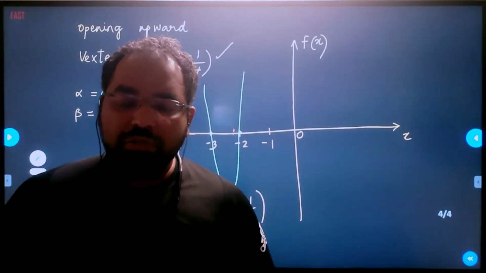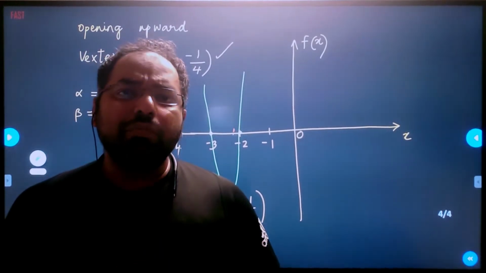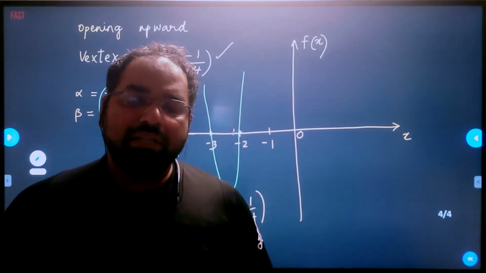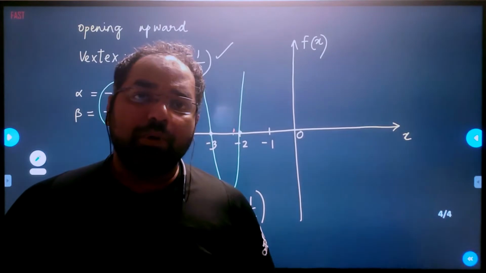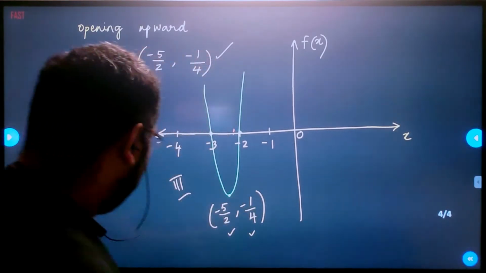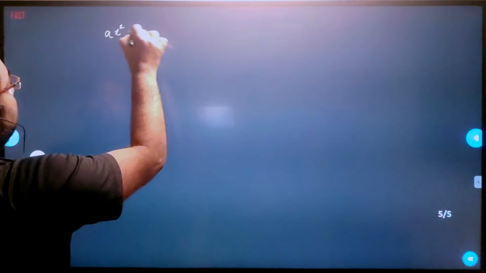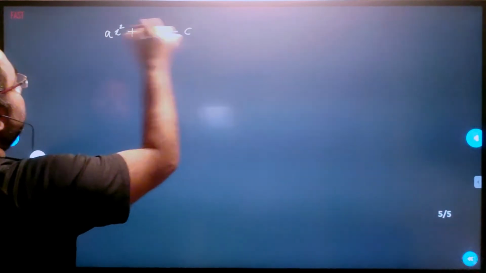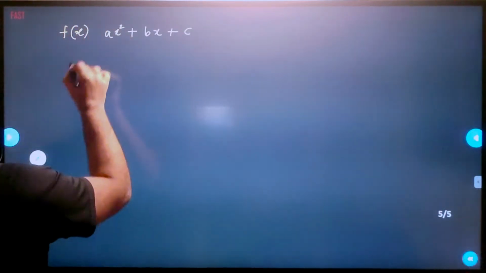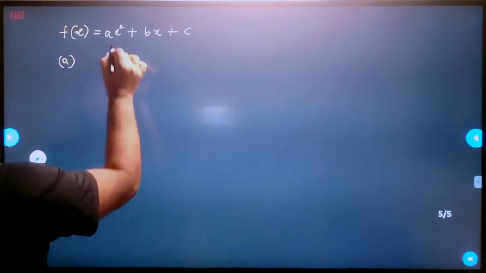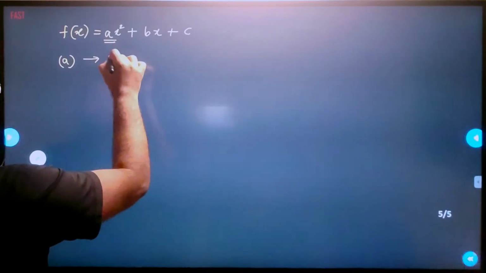So if you have understood this concept, let us take a few more examples to try and understand how graphs of a quadratic polynomial may be interpreted. As of now, what have we understood? We've understood that whenever you write a quadratic polynomial like this, the first step is to check the sign of a.